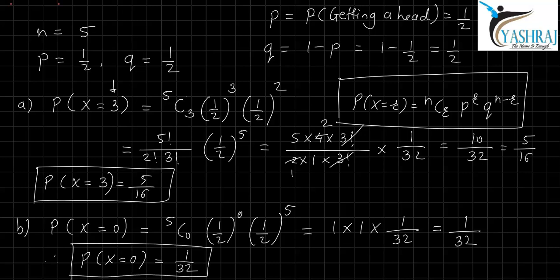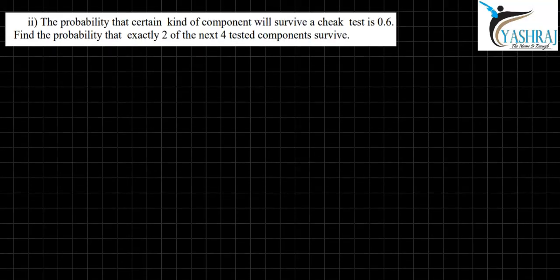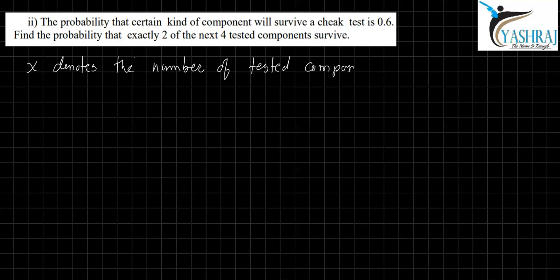Now look at the next sub question. The probability that a certain kind of component will survive a check test is 0.6. Find the probability that exactly 2 of the next 4 tested components survive. So here X is a random variable that denotes the number of tested components that survive.